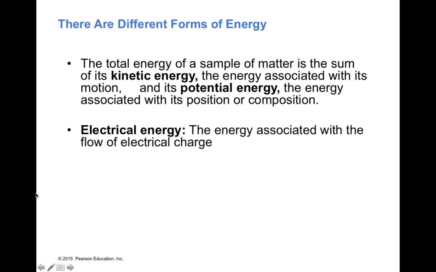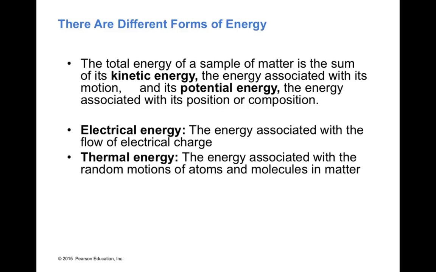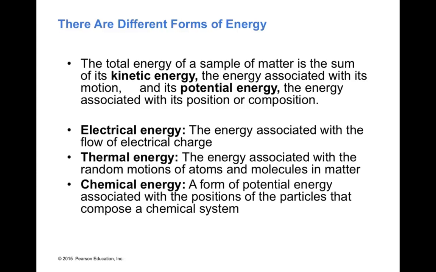Electrical energy is the energy associated with the flow of electrical charge. Thermal energy is associated with the random motions of atoms and molecules in matter. And finally, chemical energy is a form of potential energy associated with the position of the particles that compose a chemical system.